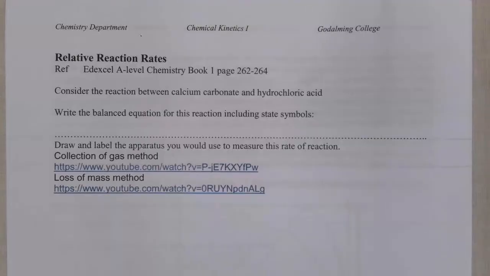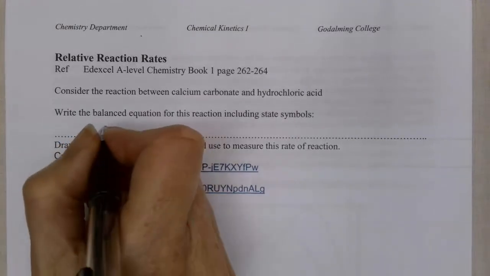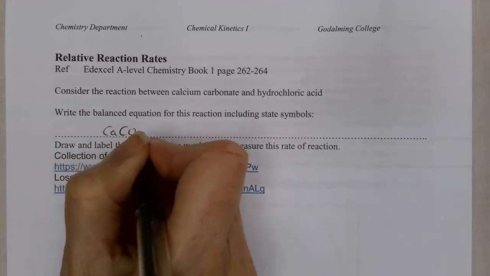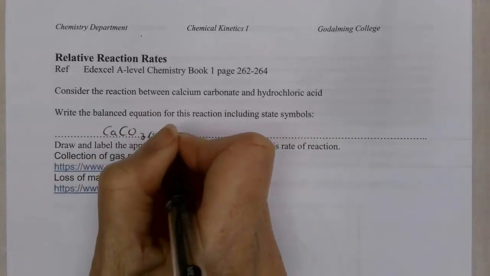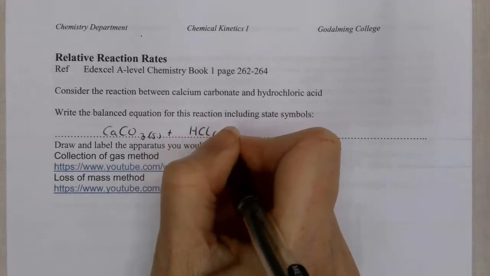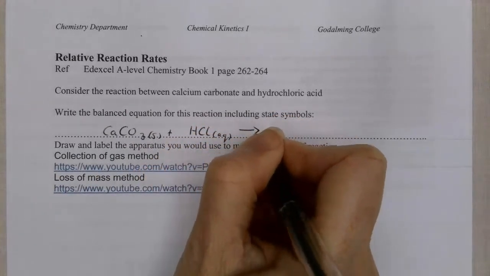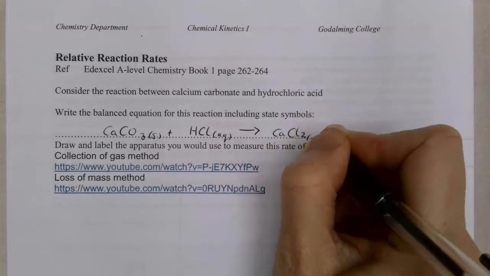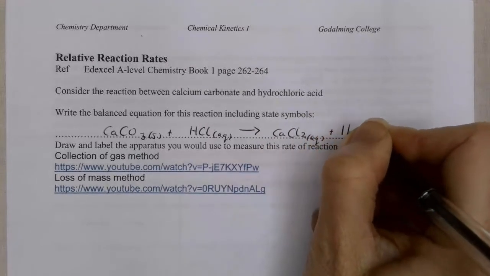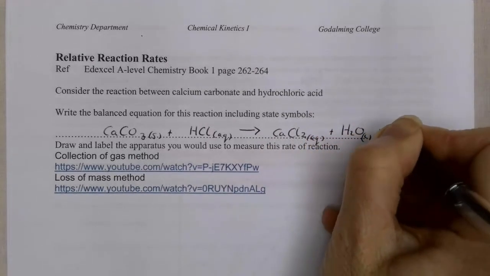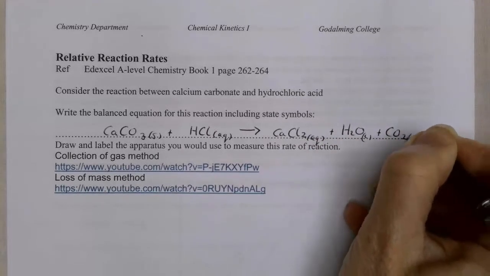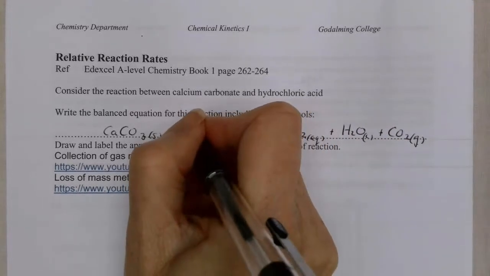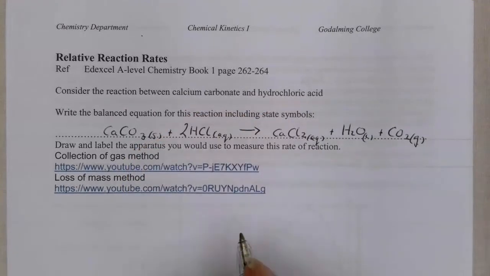So we're on page 10 of your notes and we're looking at the reaction between calcium carbonate and hydrochloric acid. If we write an equation for this, I've got calcium carbonate, CaCO3, solid, and hydrochloric acid, HCl, aqueous, and they react to form calcium chloride, CaCl2, that's going to be aqueous, and water, so liquid, and carbon dioxide, which is a gas. To balance it up, I'm going to put my 2 in front of the HCl.